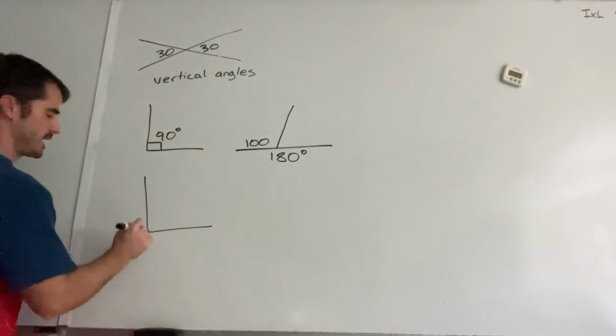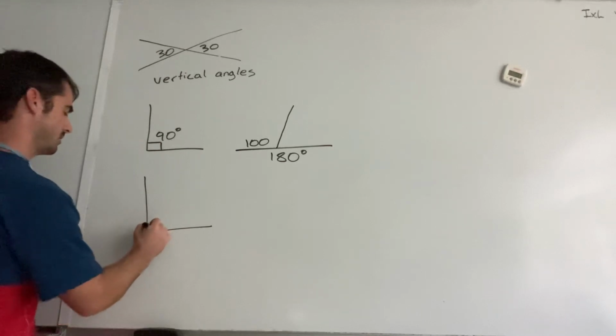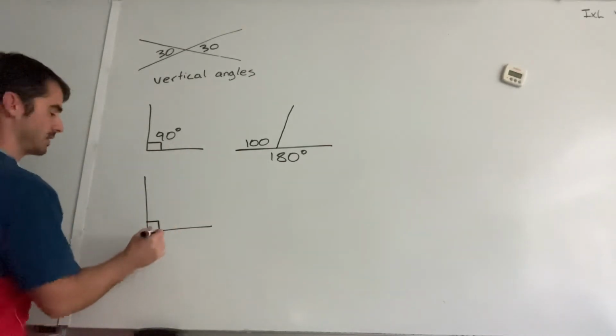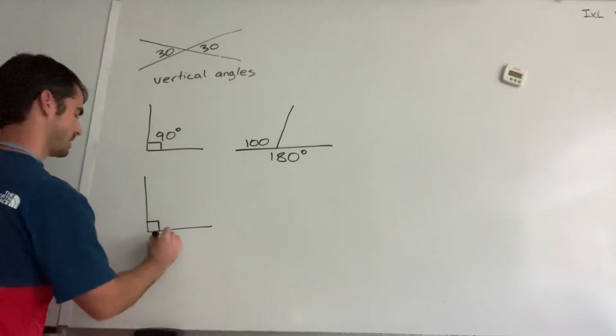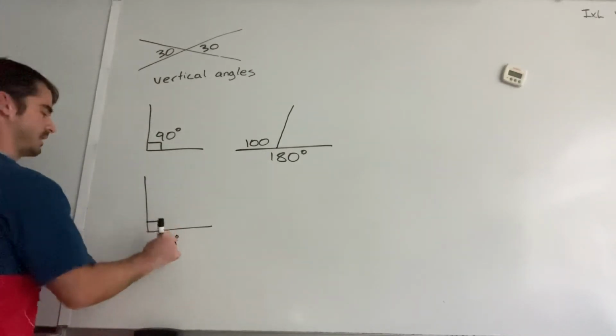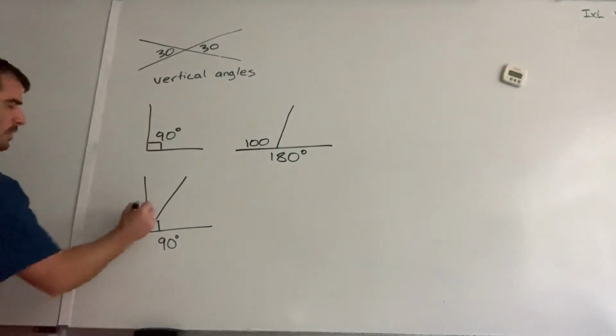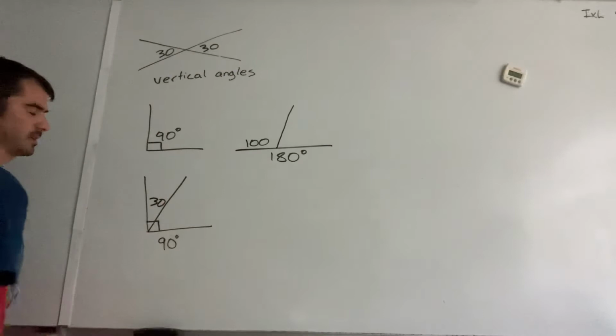All right, so now I'm going to take this angle, and I'm going to put a right angle. We know a right angle is worth 90 degrees. So this is 90 degrees. That's the degree symbol. And I'm going to split it into two parts. Now, they're not equal parts. I'm going to say this side over here is 30.